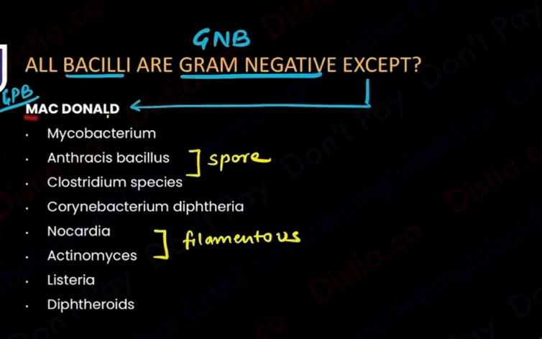So M for Mycobacterium, A and C together are going to be the spore forming, that is anthrax and Clostridium. D and D we will take together, diphtheria and diphtheroids. Then Nocardia and actinomyces, the filamentous ones. And L for listeria. All of these, McDonald's, are gram-positive.